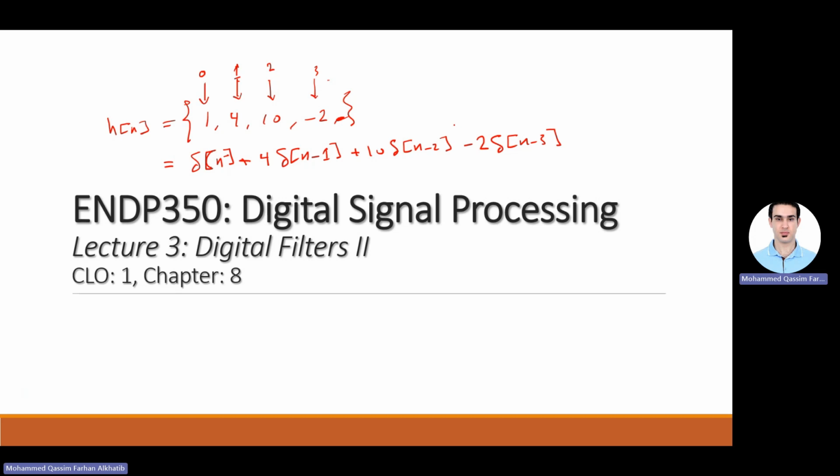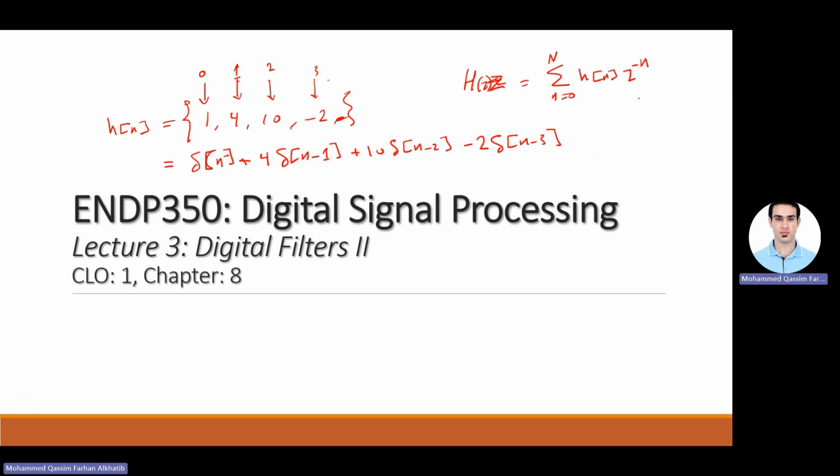All right. And we've seen the Z transform, represented by H of z equals the summation from n equals 0 to a certain value N or infinity, h of n z to the power negative n.